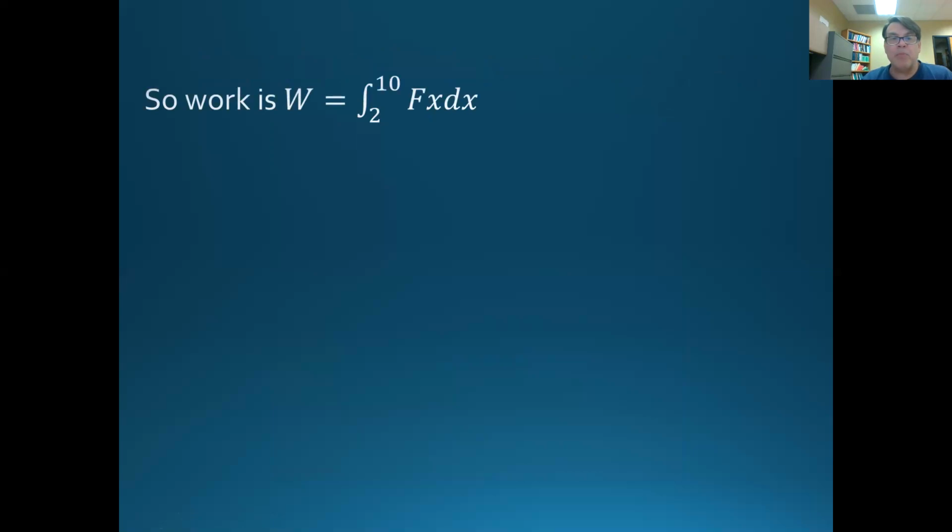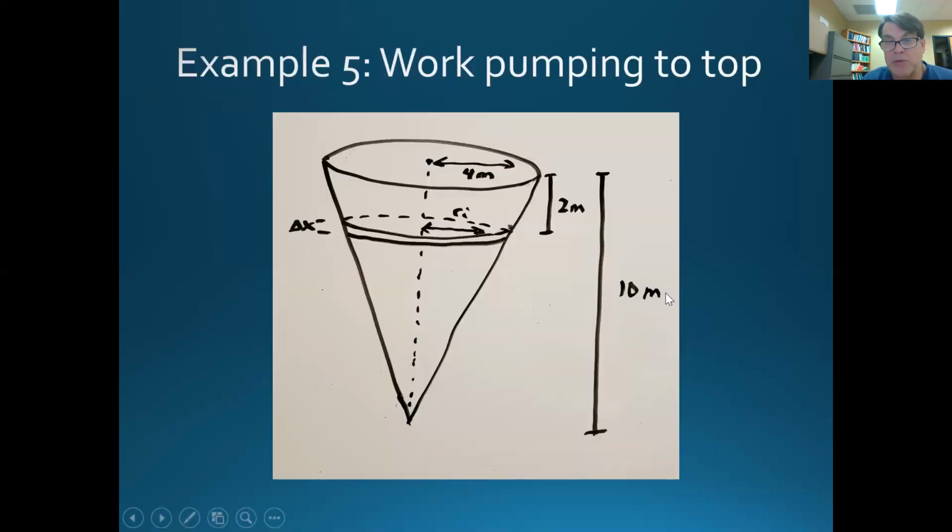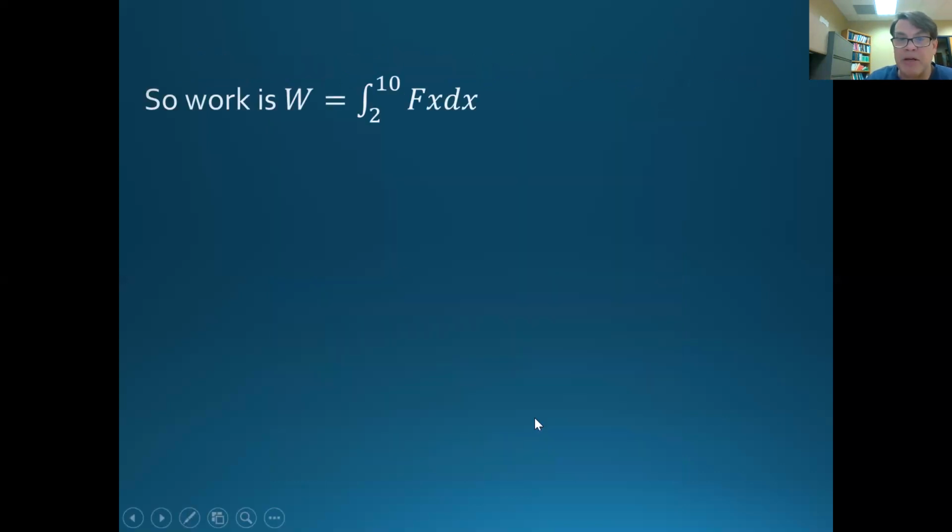So work is going to be basically the sum from 2 to 10 of f of x dx. We could have done 10 to 2 and flipped it, but we're going to go from 2 meters to 10 meters. Those are our A and B of the force times dx. So let's just write down all the formulas we know.